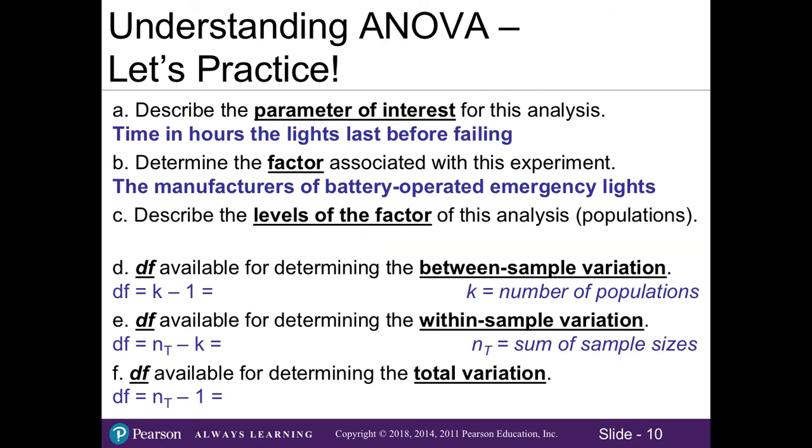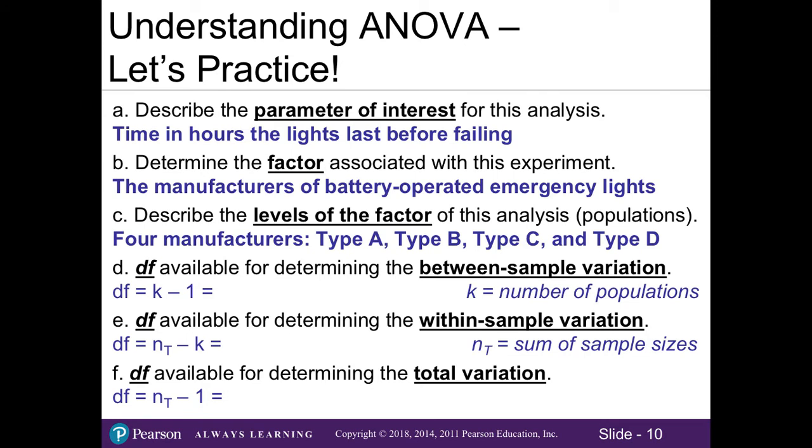In part C, we have to identify the levels. Remember, this just means how many populations we're studying. So if you're following on the worksheet, you can double check how many manufacturers we are looking at. We see that there are 4 manufacturers. Therefore, we have 4 levels or populations that we're examining. Type A, B, C, and D.